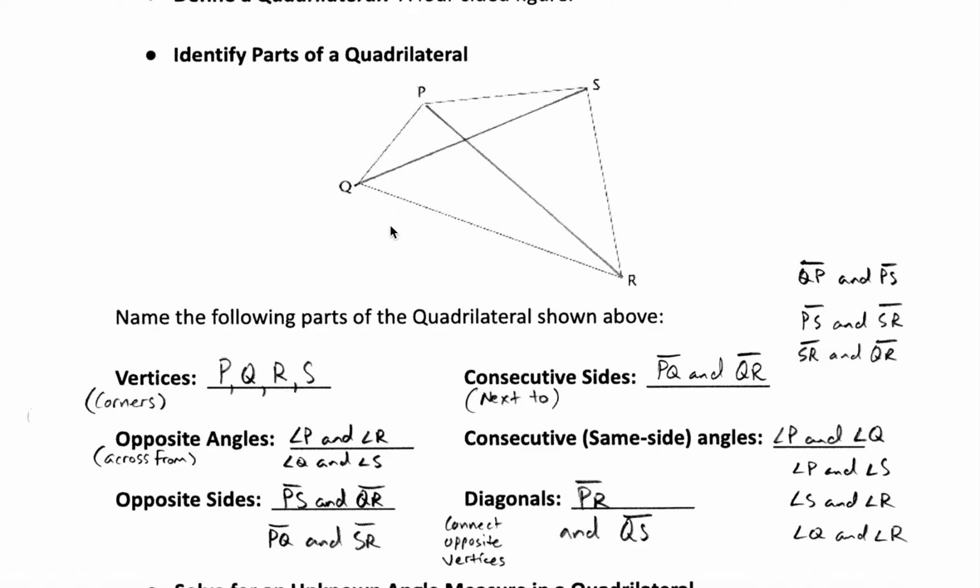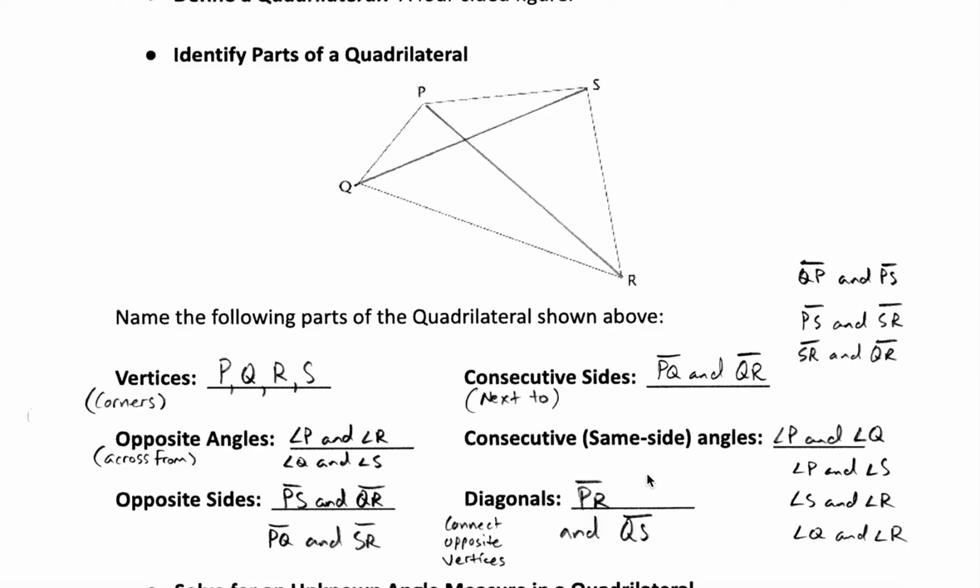Lastly, each quadrilateral has what are called diagonals. Diagonals run diagonally usually, but more specifically, they are segments that connect opposite vertices or opposite angles. So if we draw a line from Q to S, that's a diagonal. And we could also have a second one if we draw a segment from P to R. That segment is also a diagonal.